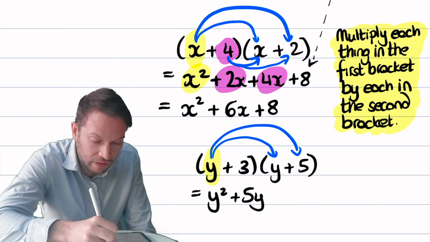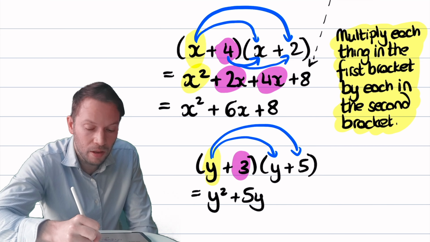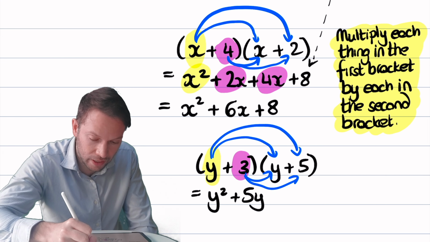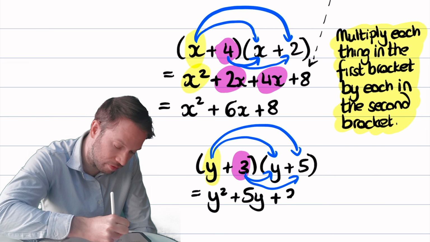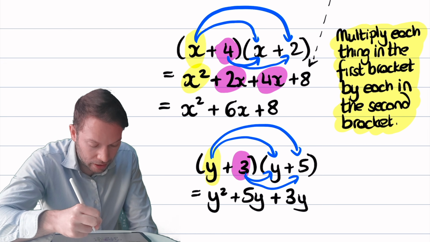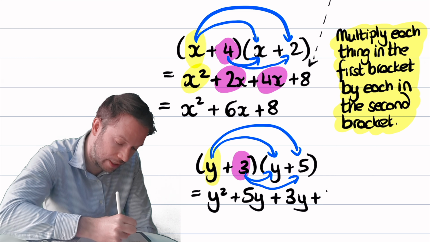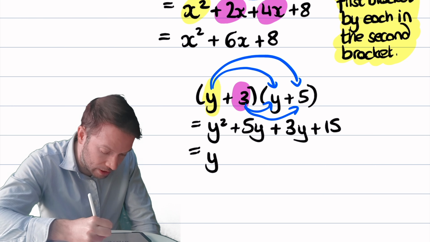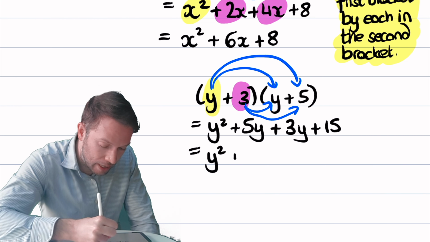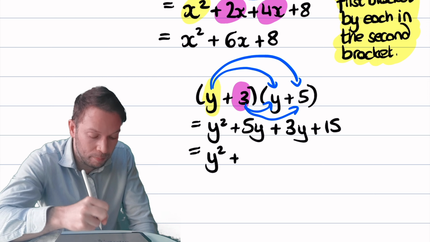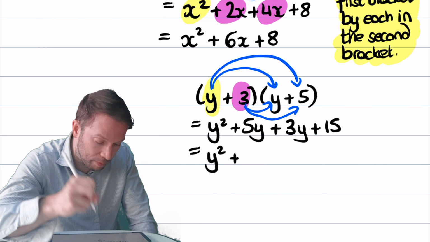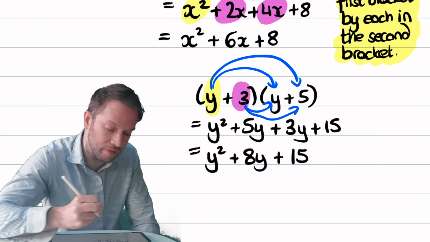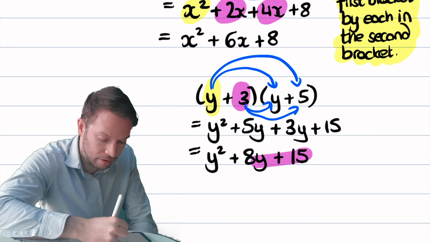And then you do the second thing in this first bracket multiplied by each thing in the second bracket. So we've got the 3 times the y, which is 3y, and we've got the 3 times the 5, which is 15. And then we collect like terms again. The y squared, there's no other y squared terms. It's the only thing with a squared on it. And then the 5y plus 3y, that's 5 lots of y plus 3 lots of y is 8 lots of y. And then we got that constant term of plus 15 at the end. So that is the final answer.